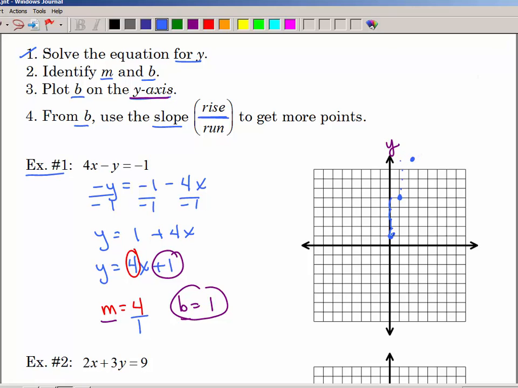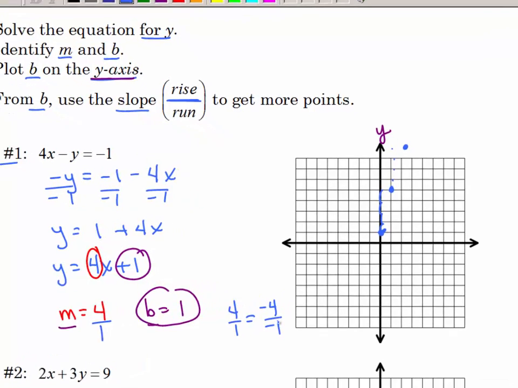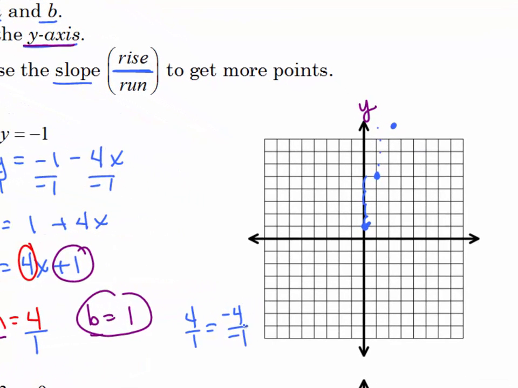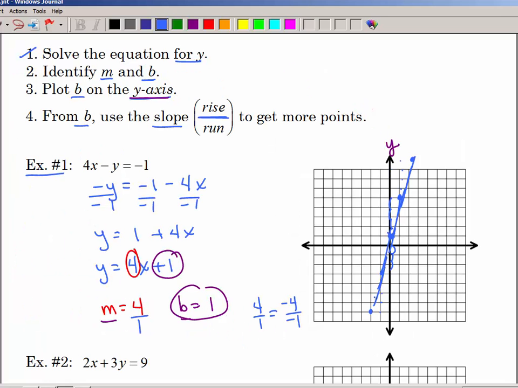But what if I wanted to go backwards? I want you to remember that 4 over 1, positive, is the same as -4 over -1, which is also positive. So if I start here, I could go down 1, 2, 3, 4, and to the left 1. So use a straight edge, which I don't have, and connect those points. The more points you make, the better your line will be.